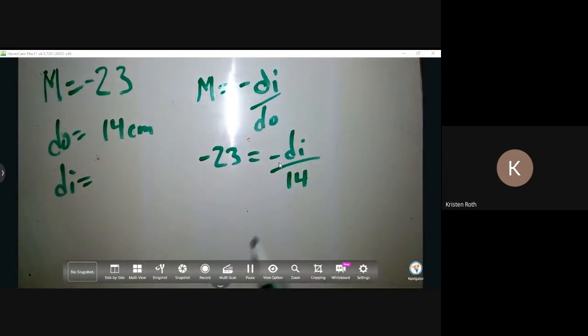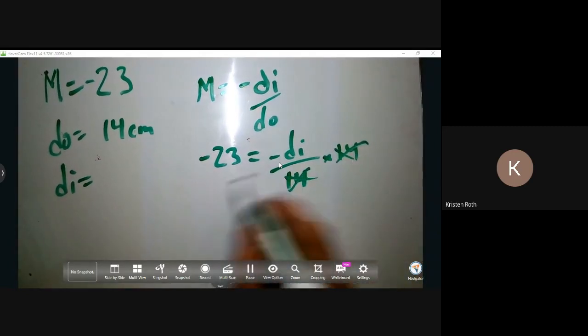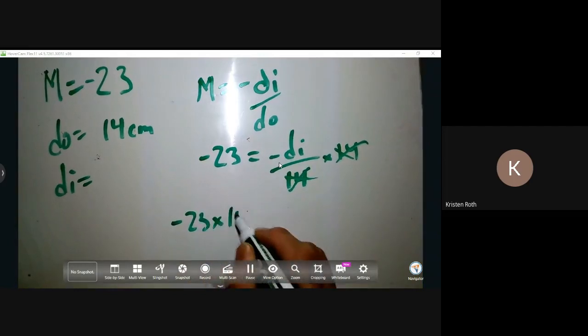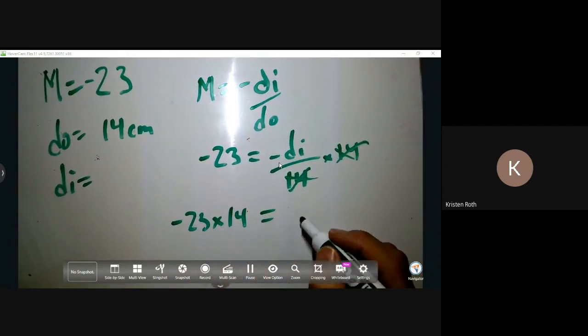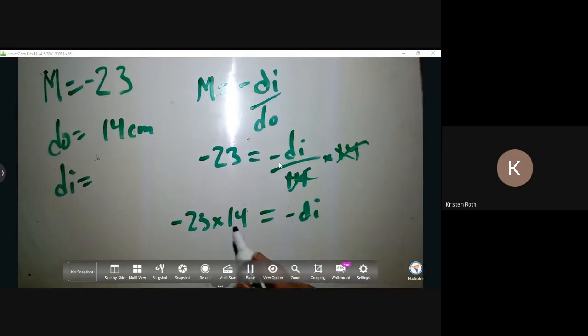Okay, isolate here. We need to times it by 14. Cross those off. What do we do to one side? What do we do to the other? So now we're going to times the number, negative 23 times 14. 322. Hang on, let me just do it on my math equation. 322, I think. Yeah, I was right. 322. Okay, so it's negative 322 equals negative di.